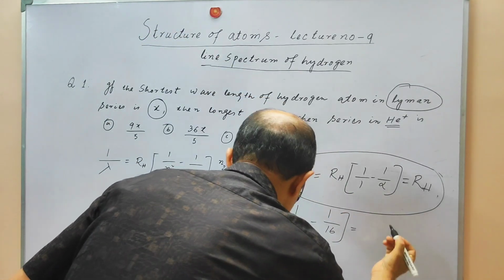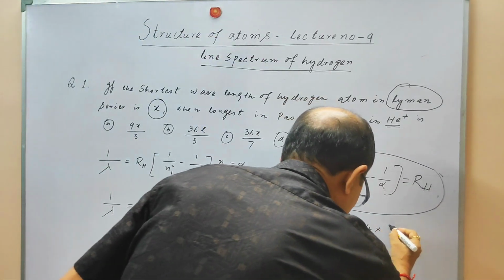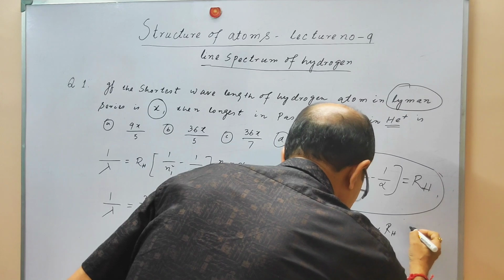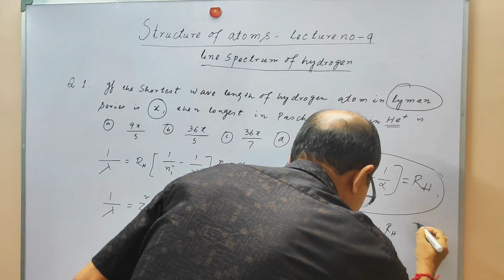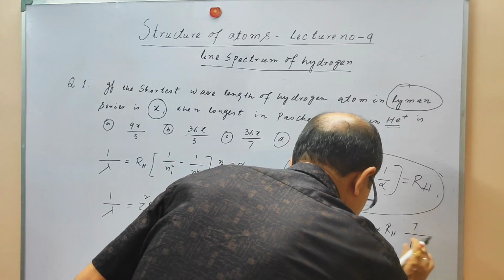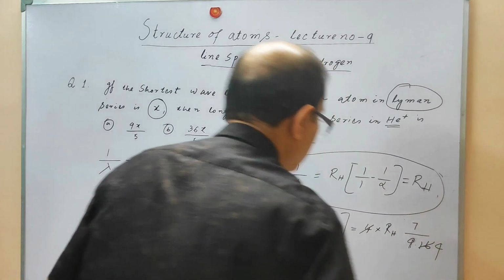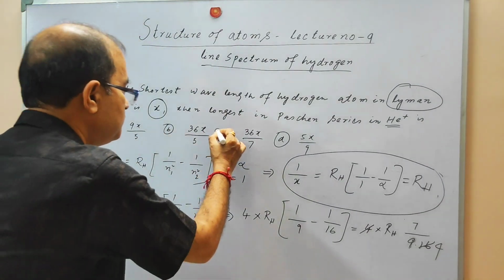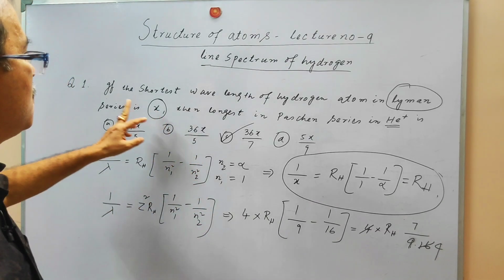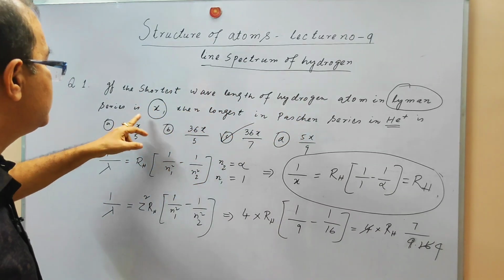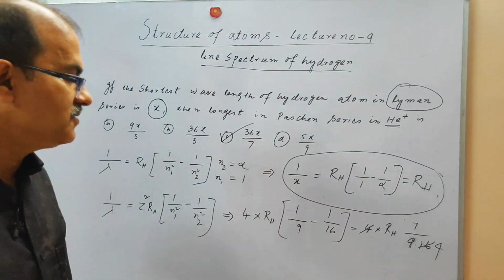So we get this value: 4 into RH into 7 divided by 9 into 16, that is 7 by 144 times 4. When we equate this, we get the figure 36 into x by 7. So when the shortest wavelength in the Lyman series is x, the longest in the Paschen series in He plus 1 will be 36x by 7.